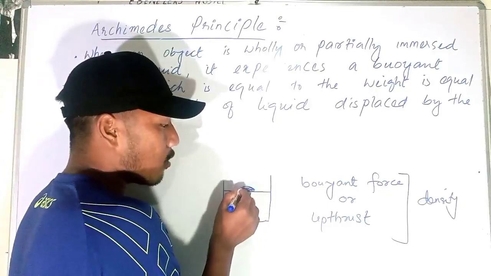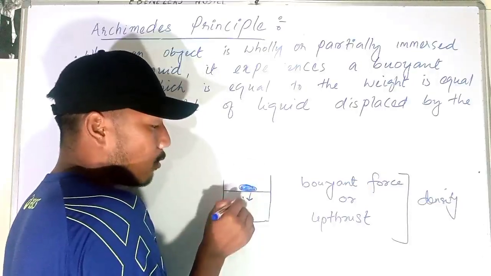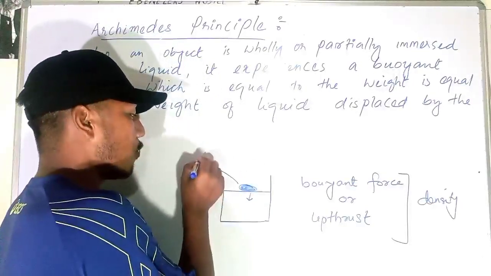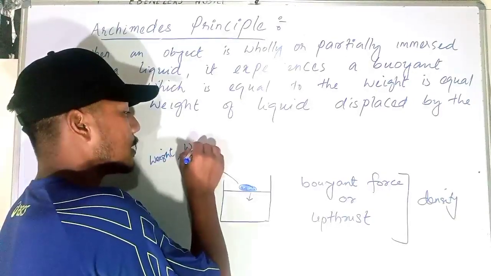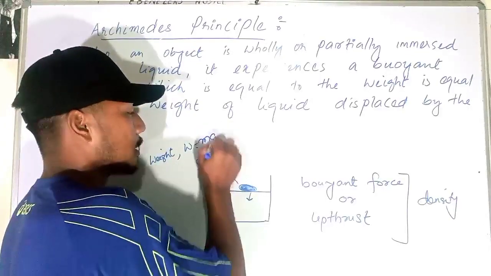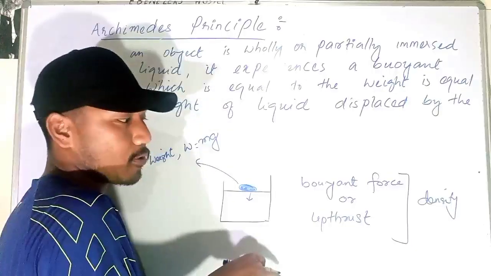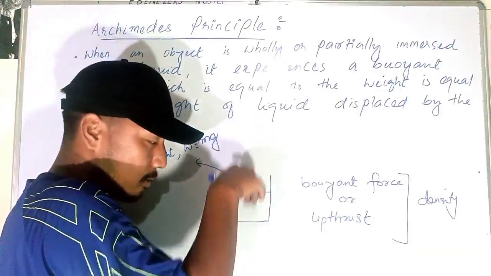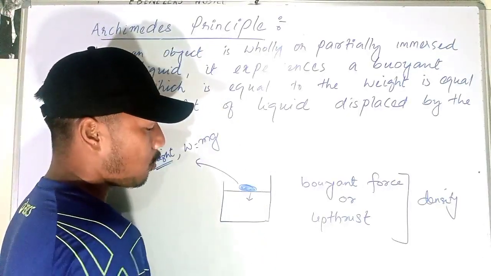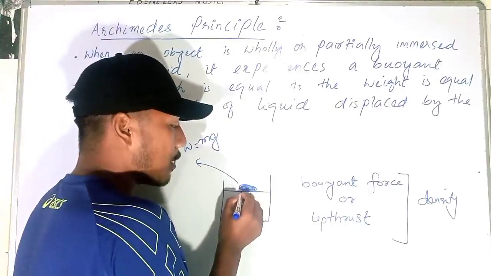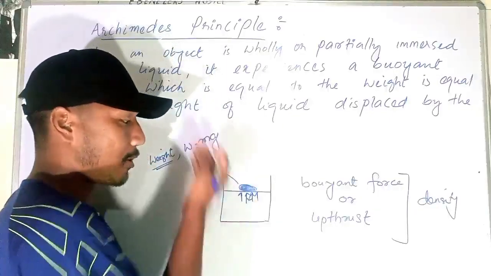If you put an object here, let's say this is an object, the weight of this object is the force that is applied downward. The weight of the object is m into g. That is the downward force applied by the object. Whatever weight is applied, that much amount of force will be applied back by the water in the upward, opposite direction.